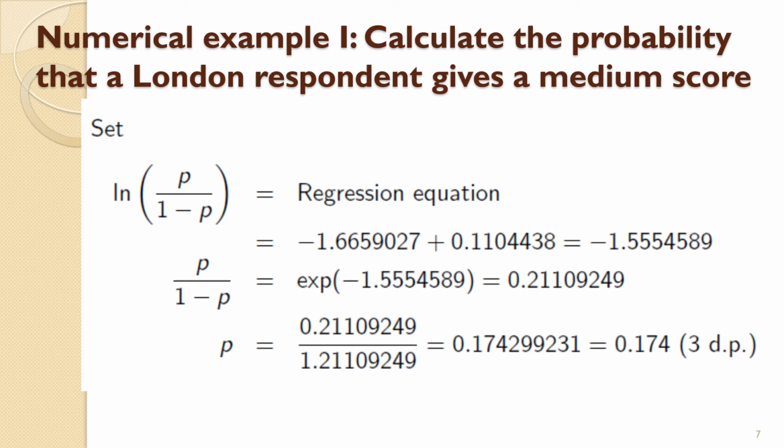And then the probability can be calculated as 0.211099249 over 1 plus that, i.e. the exponential of the regression equation over 1 plus the exponential of the regression equation. Okay, we get a value of 0.174 in this case.